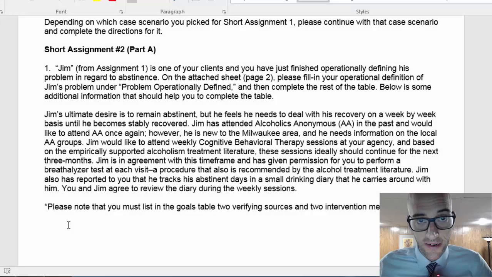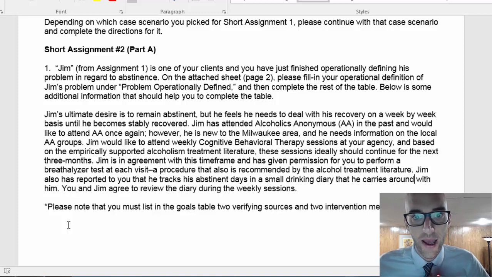So short assignment number 2 starts along the lines of the same vignettes that you had from short assignment number 1, but here you're going to be using the operationally defined problem and using it to create a goals table. So there's some more information in the vignette. You can read it yourself, but basically we're going to be using the same exact characters from short assignment number 1, but developing further steps.